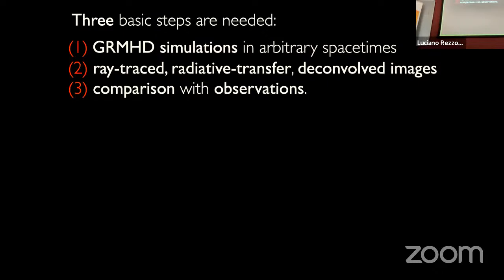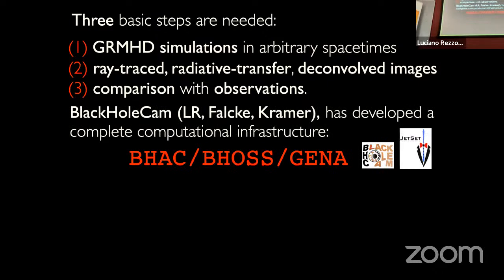The second step tells you, okay, now this matter is emitting light. How does light get absorbed and emitted and cover funny trajectories before reaching us? And in this way, you produce a synthetic image. And then the third step is adding a lot of synthetic images, which are mathematically correct, physically consistent, and compare them with the observations.